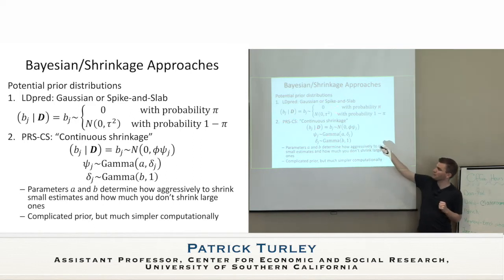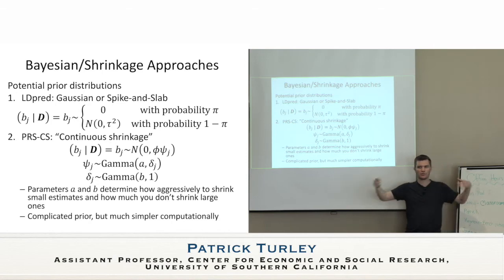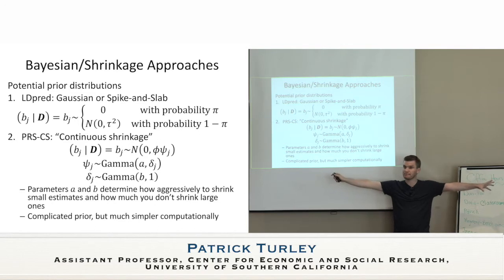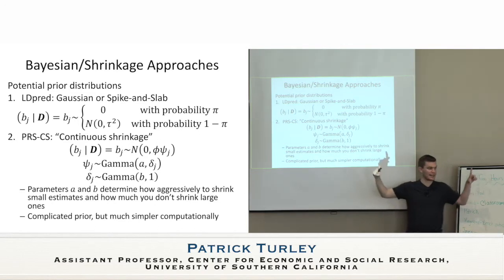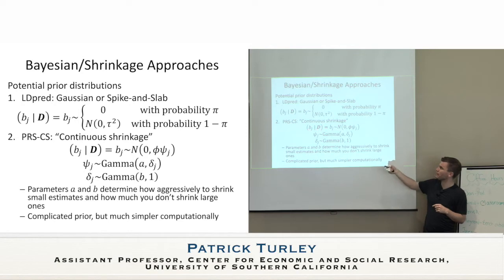The problem with the spike and slab prior, for some people, is this issue of thick tails. This normal distribution here decays very quickly, and so you're unlikely to get SNPs that have very big effect sizes. So maybe we want something that decays less quickly, and that's what these people developed. They say the B's are drawn from a normal distribution with 0 mean, but the variance itself is a random variable. It's some constant phi times this psi, and psi is distributed gamma.